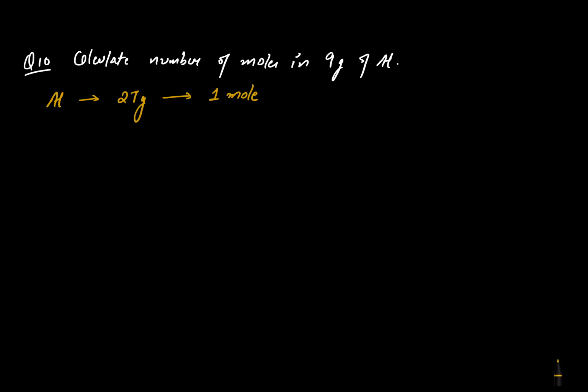Right? Then 9 grams of aluminium will make up 1 divided by 27 into 9, and this comes out to be 0.33 moles. So now students, let's move to the next numerical.